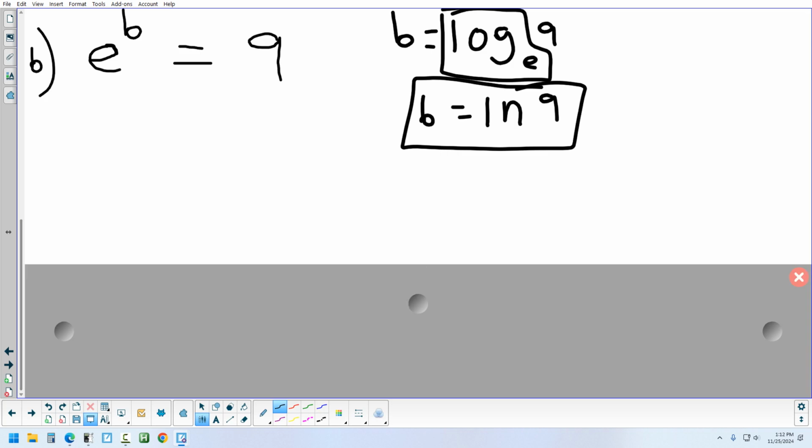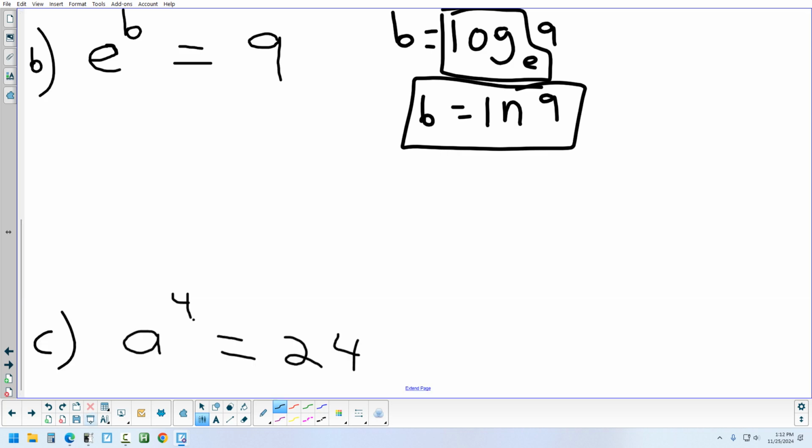I have one more. We can do that one. This one is not e, it's a. That a is just a random letter. We don't know what it is. But e we know is 2.718. Okay, change to log form.